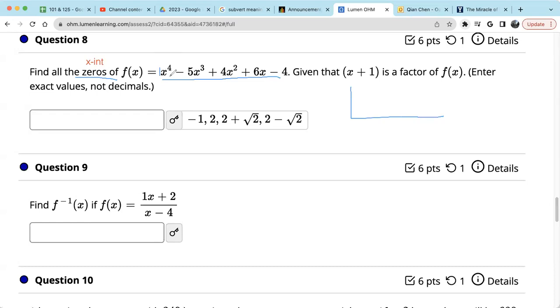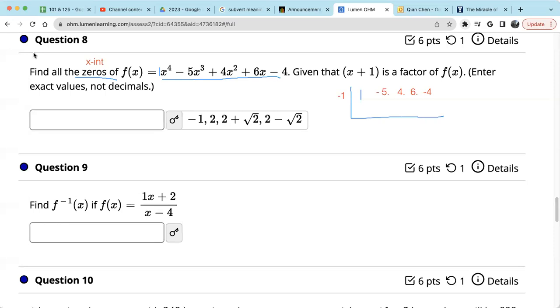So the leading coefficient is 1, so I write it down here. The next one is -5. Let me type it. So I have -5. Then the next one is 4, the next one is 6, and the constant term is -4. So I don't have to write down the variables. And then with x plus 1, I write a -1 outside.